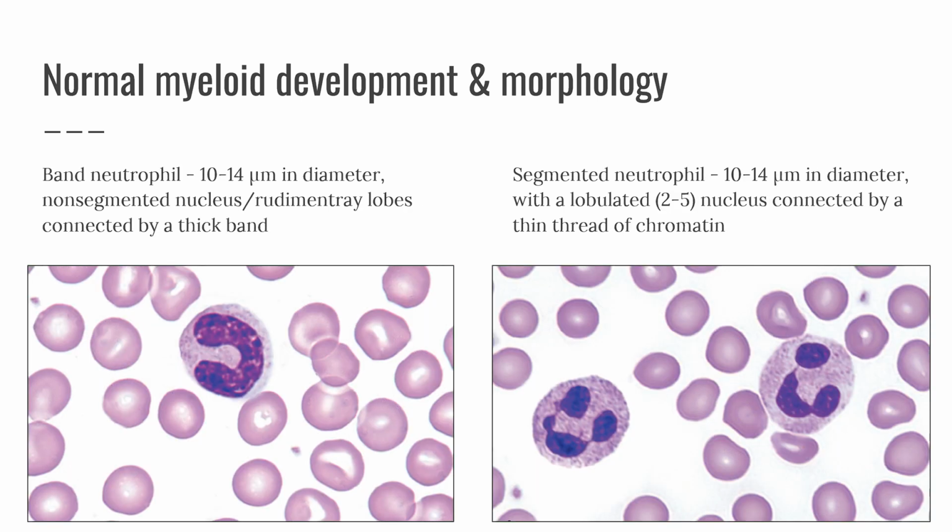Band neutrophils or stab cells are 10 to 14 microns in diameter, and these are neutrophils with a non-segmented nucleus or rudimentary lobes connected by a thick band, and they also have pink abundant cytoplasm with small violet-pink neutrophilic or secondary granules. If the lobes of the nucleus are connected by a thin thread of chromatin, then that would be your segmented neutrophils.